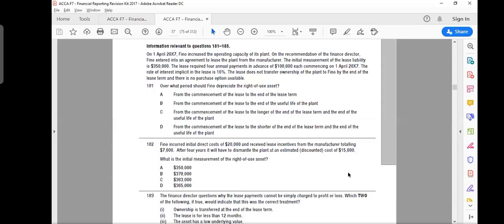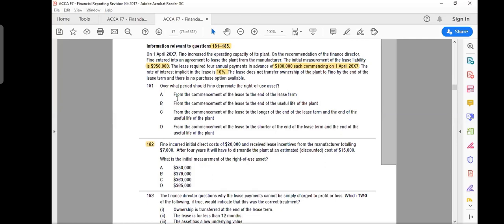Now, do you people see the book? Do you see the book, Basit? Yes, sir. Okay, so this data, actually I picked up this 182. This is coming from this data. So on 1st April 2007, Fino increased the operating capacity of its plant on the recommendation of the finance director. Fino entered into an agreement and leased the plant from the manufacturer. The initial measurement of the lease liability is 350. So this is your lease liability. The lease required 4 annual payments of 100K each commencing on 1st April 2007. The rate of interest implicit is 10%. The lease does not transfer ownership of the plant to Fino.